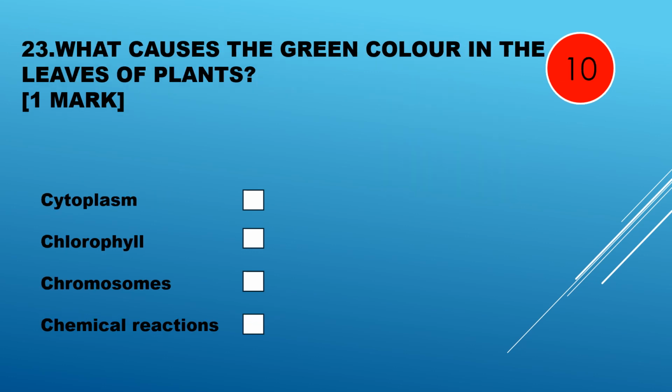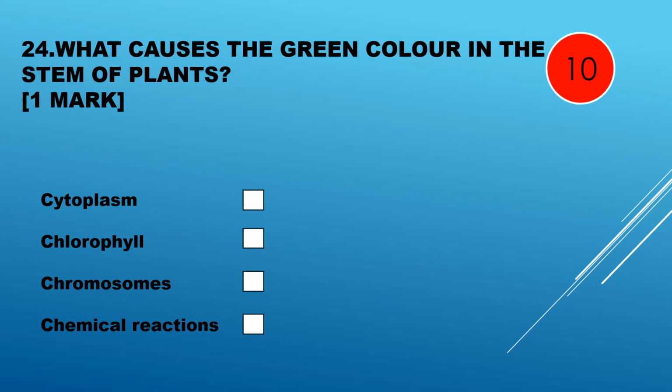Question 23. What causes the green colour in the leaves of the plants? Is it cytoplasm, chlorophyll, chromosomes, or chemical reactions? The green colour is caused by chlorophyll.